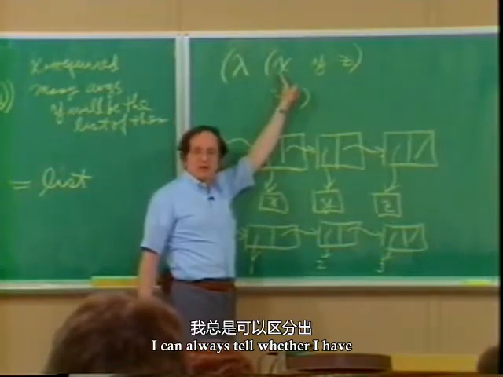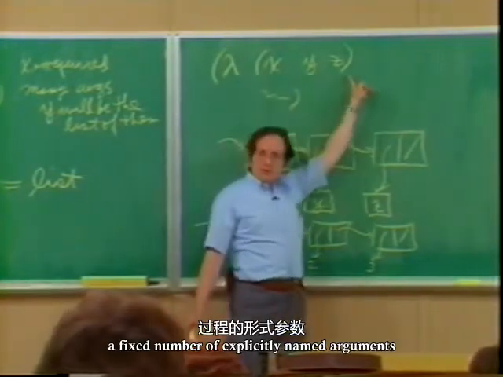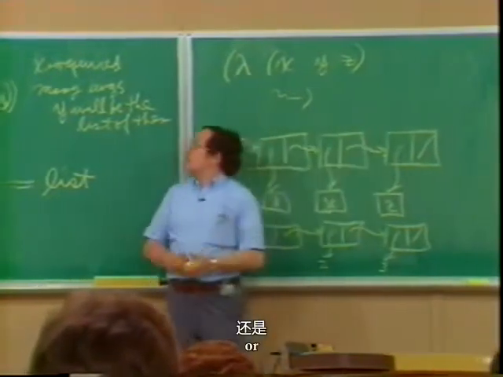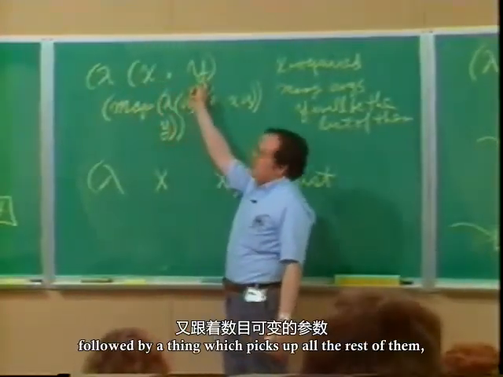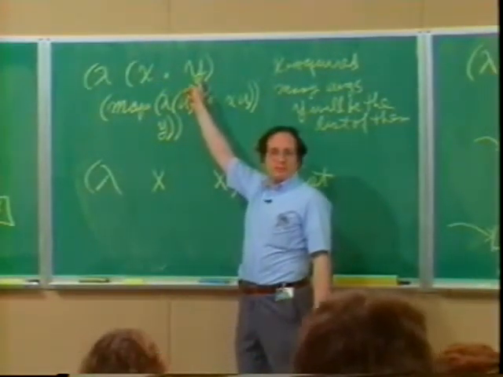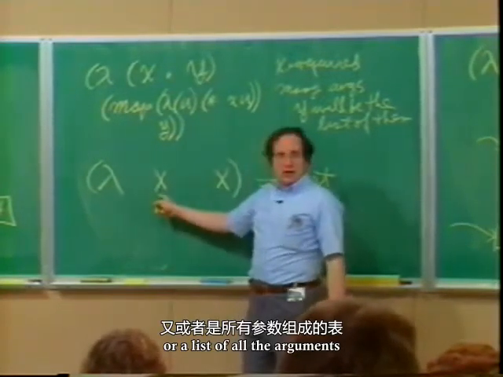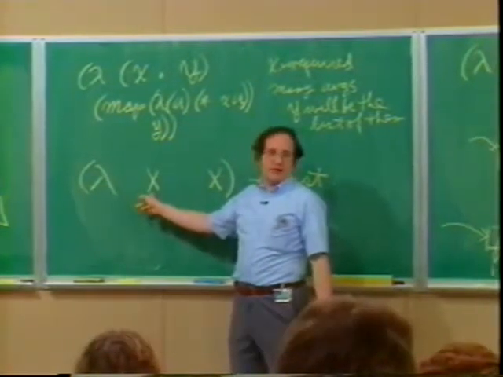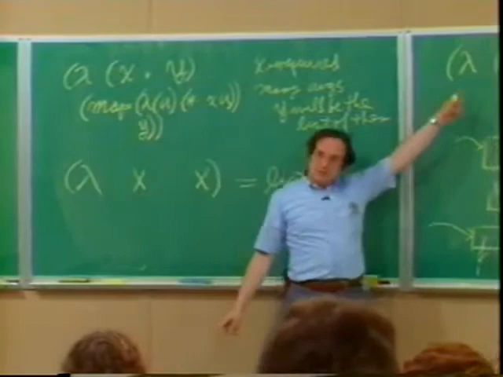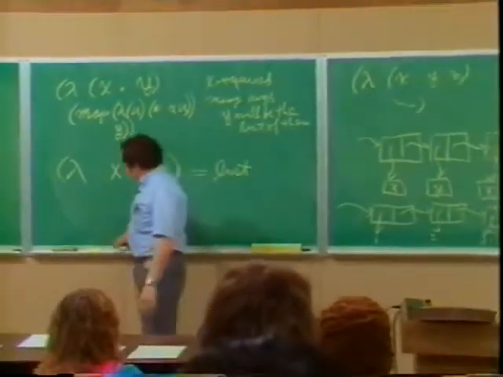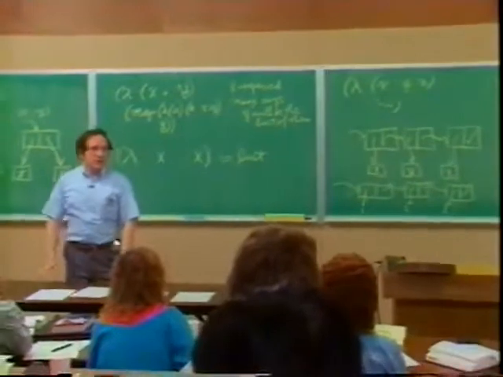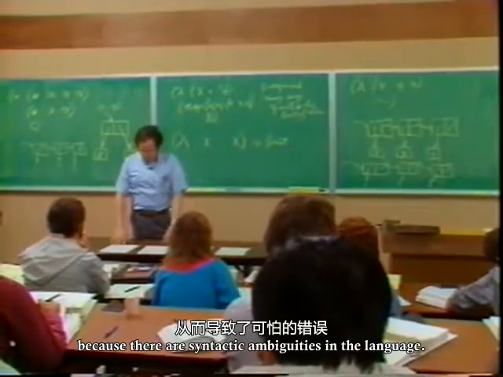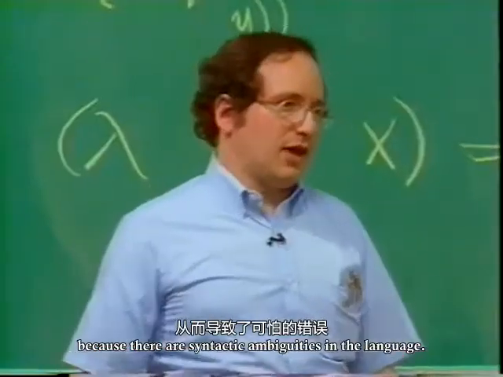I can always tell whether I have a fixed number of explicitly named arguments, named by these formal parameters, or a fixed number of named formal parameters followed by a thing which picks up all the rest of them, or a list of all the arguments, which will be matched against this particular formal parameter called x, because these are syntactically distinguishable. Okay? Many languages make terrible errors in that form, where whole segments of interpretation are cut off because there are syntactic ambiguities in the language.